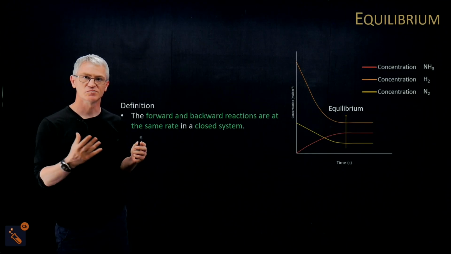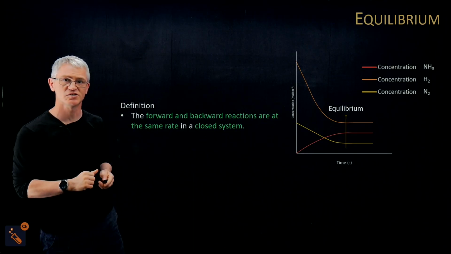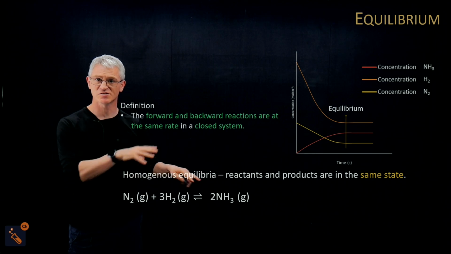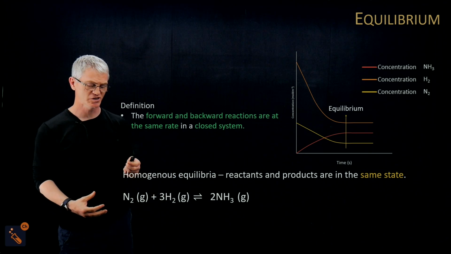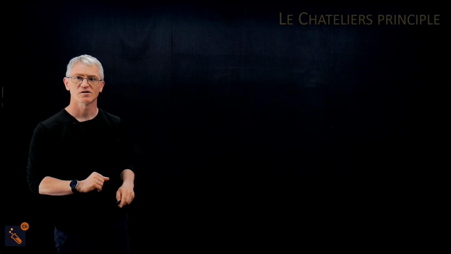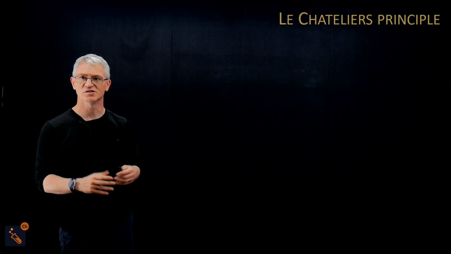Now, we're just going to talk about the normal stuff: forward and backward reactions at the same rate in a closed system. It is your definition of equilibrium. Homogeneous is when they're all in the same state, so your reactants and products are in the same state. This is a homogeneous equilibrium, all gases. In AS, you're only going to talk about homogeneous equilibrium.